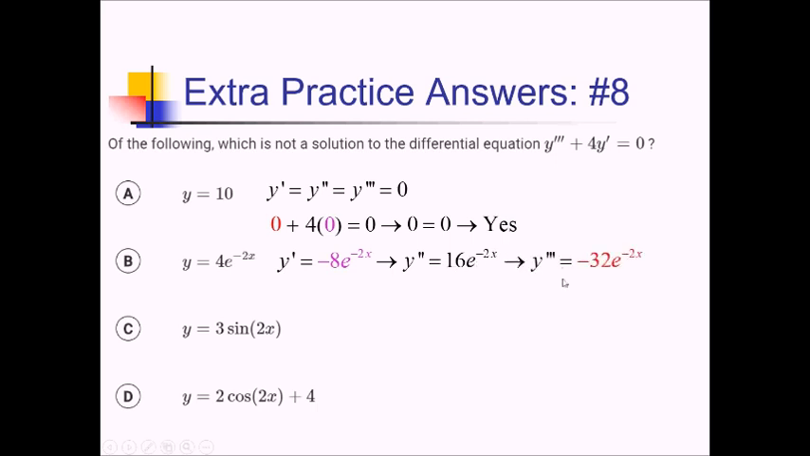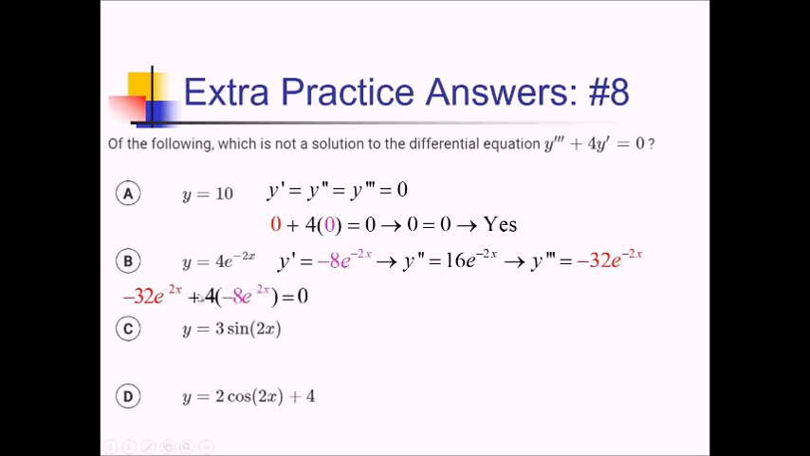Plugging that in, we have our y triple prime, which was this negative 32e to the negative 2x that we just got, plus 4 times y prime. So that's 4 times negative 8e to the negative 2x. And we're trying to see if that equals 0.